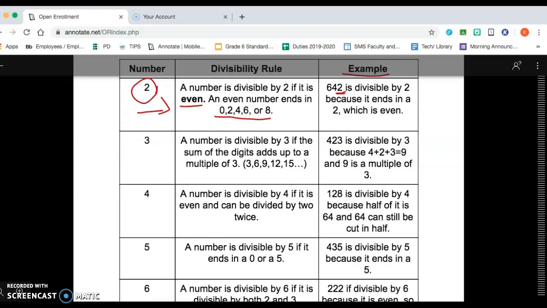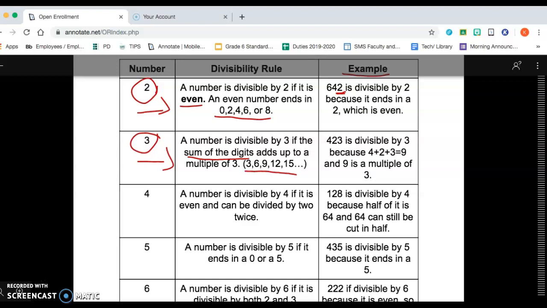So number 3, remember you need to write down the number, and you need to write down the rule. A number is divisible by 3 if the sum of the digits adds up to a multiple of 3. And multiples of 3 are just 3, 6, 9, 12, 15, and you keep counting up. So you can pause the video to write this down.